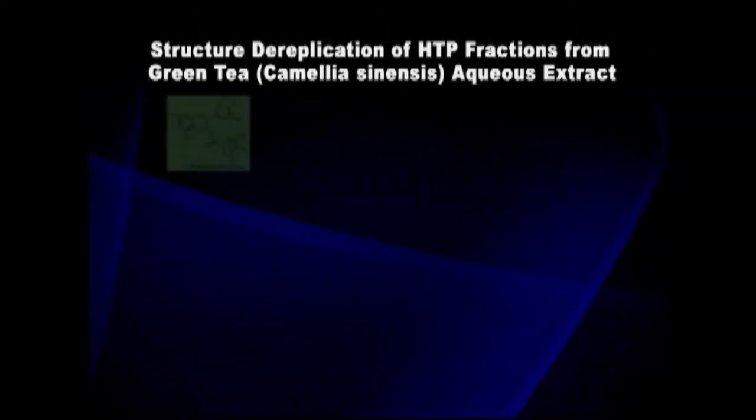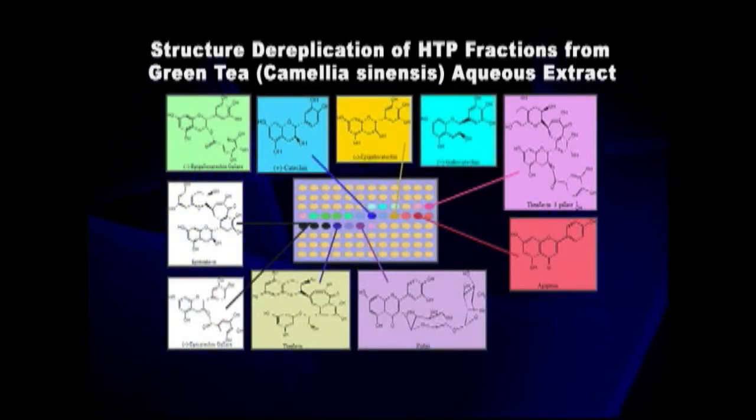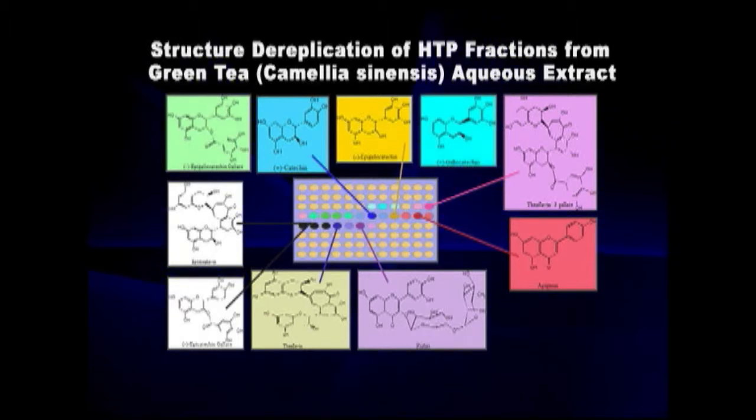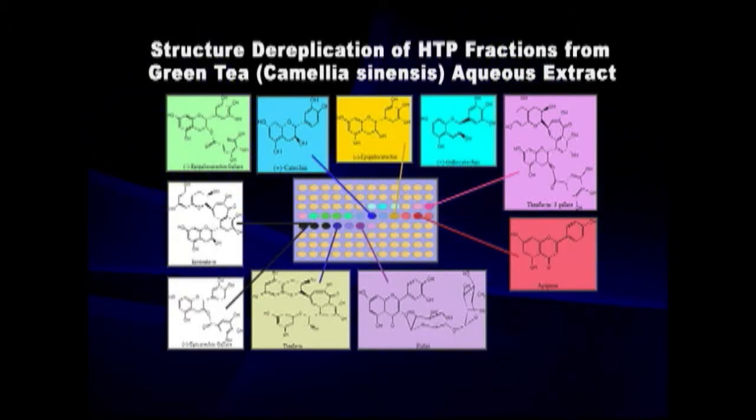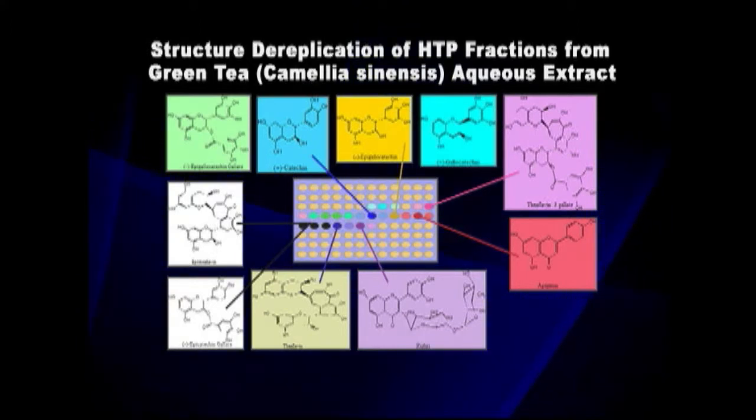As one example of dereplication, we analyzed more than 20 fractions from green tea extract against COX-1 and COX-2 inhibition. We identified more than 10 structures from those fractions corresponding to the COX inhibition activities, as you can see from this slide.